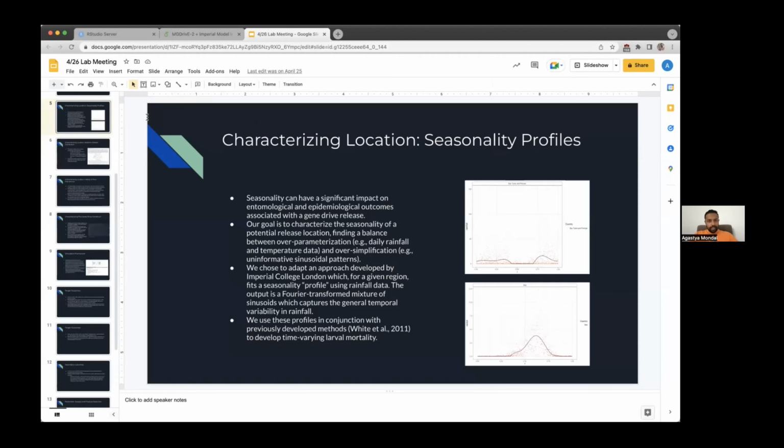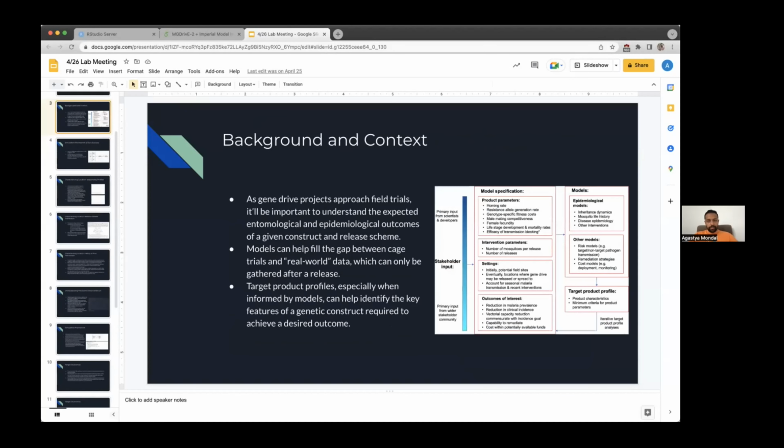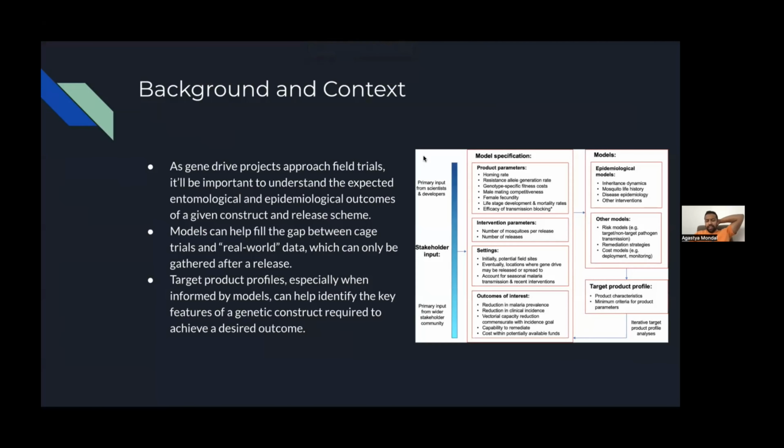So I made this slide deck a few months ago just to talk a little bit about the motivation of MGDrivE V2, which was initially developed by Sean Wu in our lab a couple years ago. The big overarching goal of V2 was to link these entomological outcomes associated with GeneDrive releases to epidemiological outcomes. They can help to fill the gap between cage trial data and what we'd expect from these entomological parameterizations of GeneDrive constructs to expected epidemiological output.